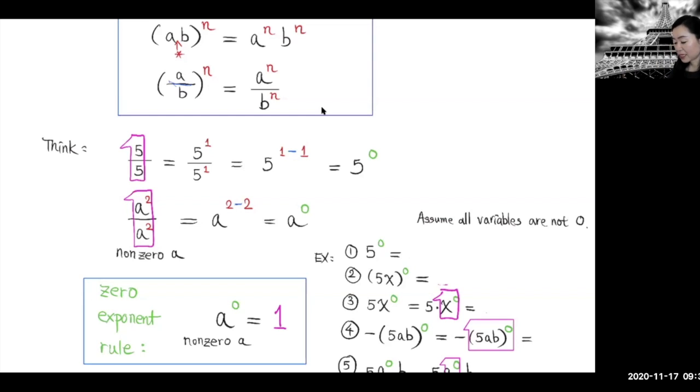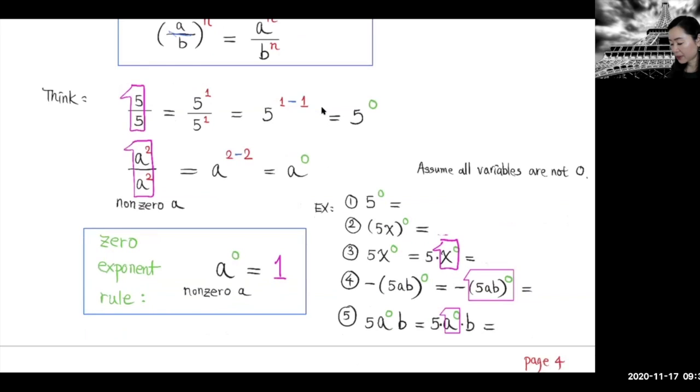Now we're going to assume all variables here are not 0. So 5 to the 0 power is equal to 1. Good. What about this? 5x to the 0 power? 1. Yes, 1. Good.